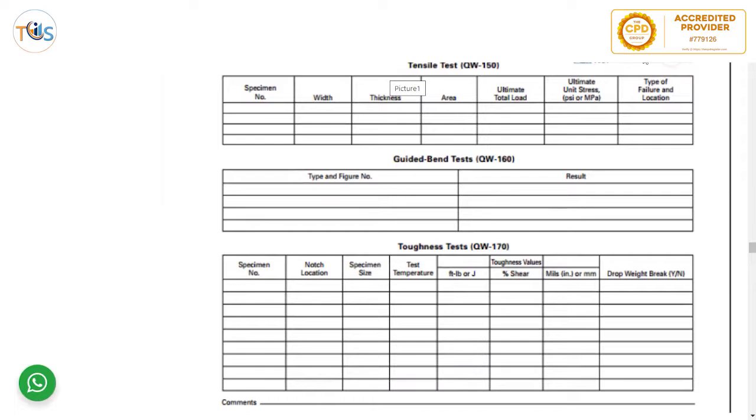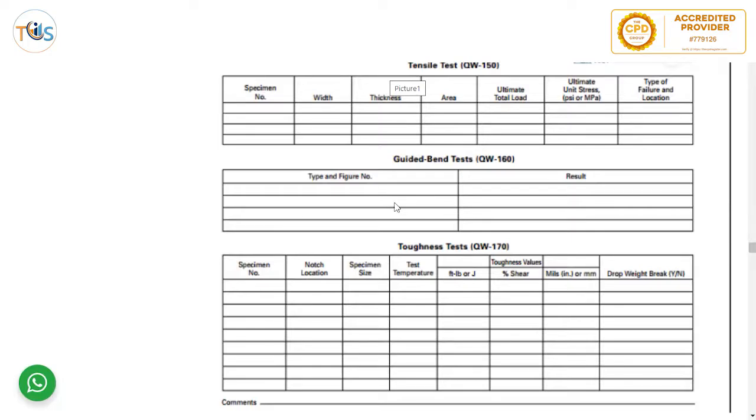In a template for PQR, you should write the PQR number and the specimen number, which should be traceable, then the width, thickness, and this is the cross-sectional area. Width times thickness will be the cross-sectional area, then the ultimate load it broke at, and the ultimate stress is the ultimate load divided by the cross-sectional area, shown in psi or MPa. Then the type of failure, whether it was in the weld or in the base metal, and then if there was any guided bend test, whether it passed or failed.